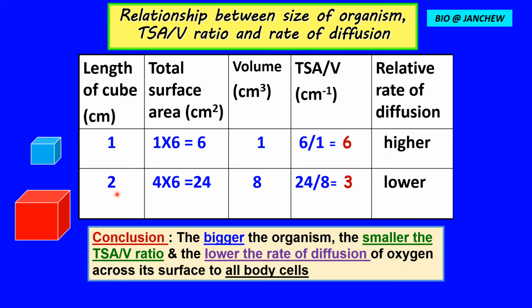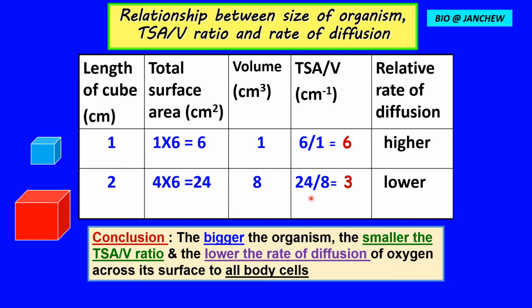Now, similarly for the cube with length 2 cm, one face of the cube will have an area of 2 times 2 equals 4, but there are 6 faces, so it will be 24 cm squared. That's the total surface area. Volume equals L cubed, which will be 2 cubed, which is 8. TSA per V ratio is 24 divided by 8. You can see that the ratio becomes 3.